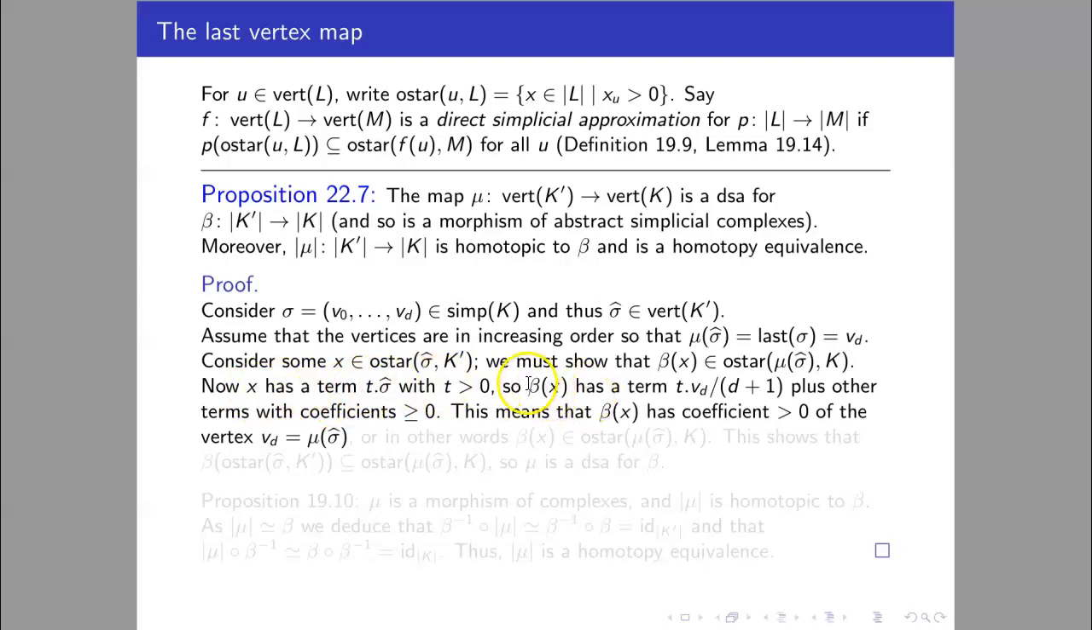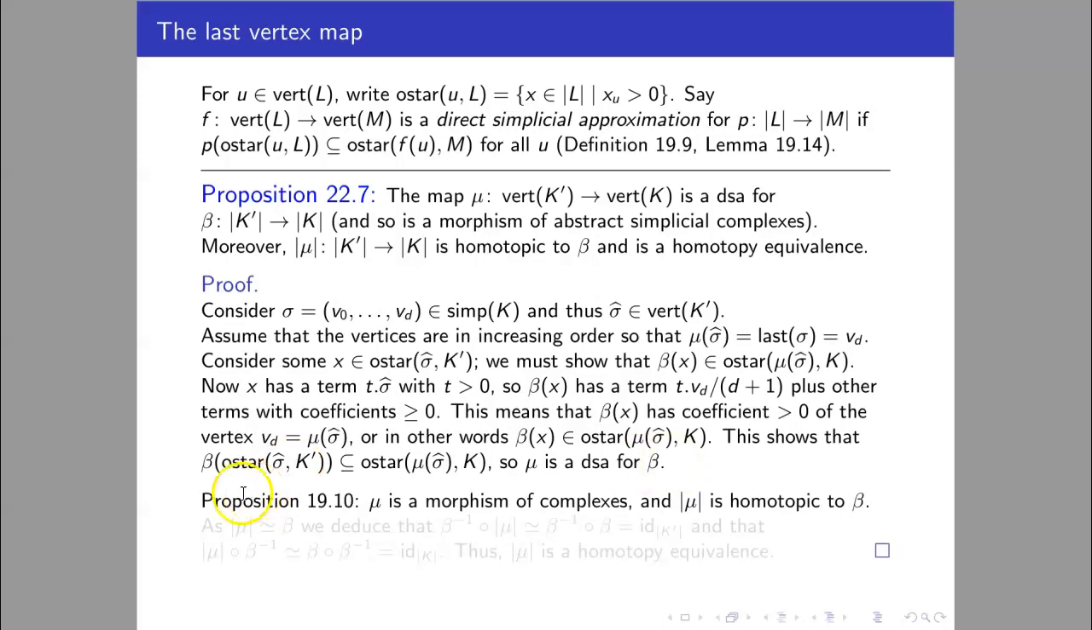Okay, so beta x has a term, one of the terms in it is t times Vd over d plus 1. Now, there's no cancellation because everything's positive. Okay, so that means that beta x, if you look at the coefficient of Vd, well, it's at least t over d plus 1. So in particular, strictly positive. So that means that beta x has a positive coefficient of Vd. So it's in the open star of Vd, or in other words, the open star of mu sigma hat. So that was the condition for mu to be a direct simplicial approximation for beta.